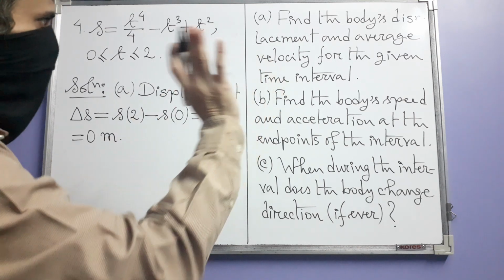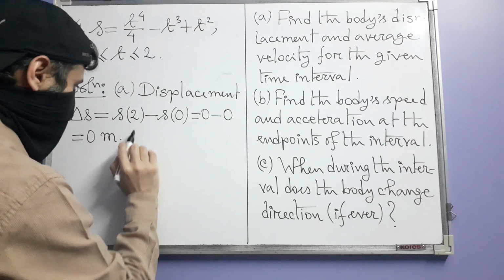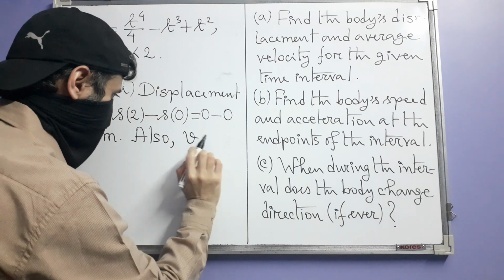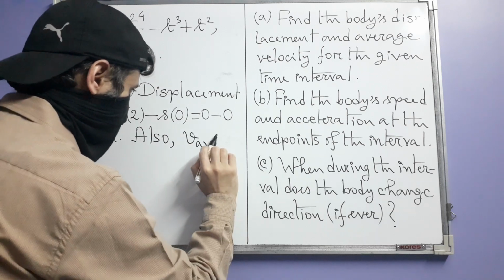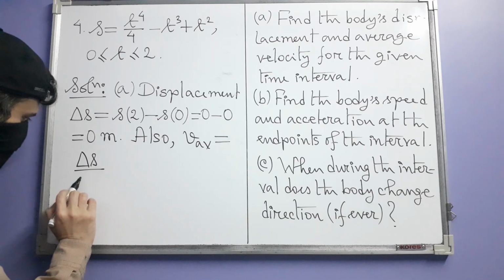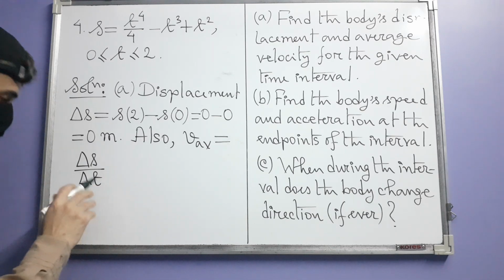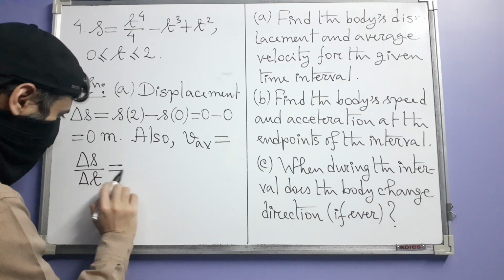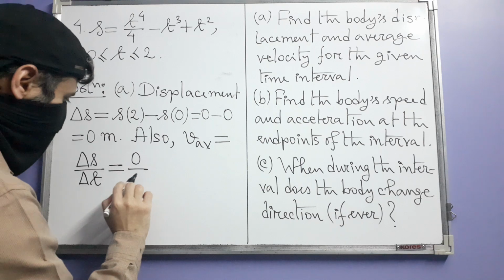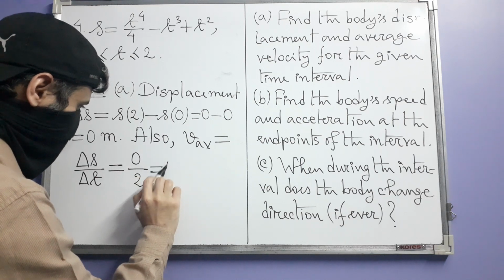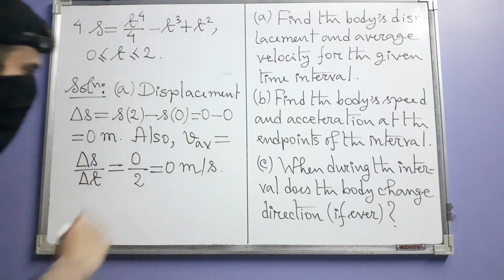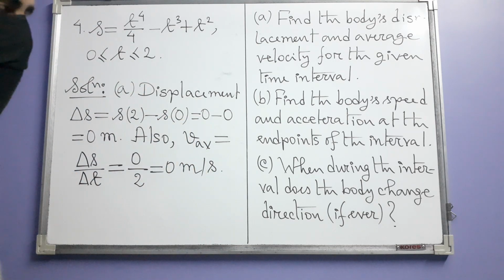And we also have to calculate the average velocity. The average velocity, v average, is this displacement divided by the length of the interval of time. This is 0, and what is the length of this interval? 2 minus 0 is 2. So this is also 0 meter per second. So average velocity is 0.